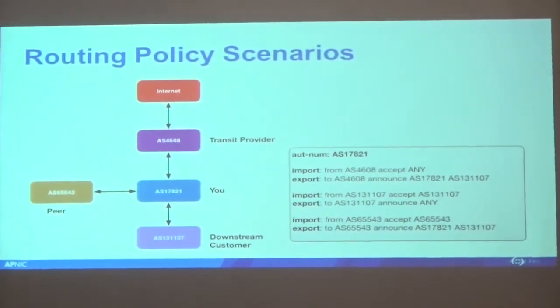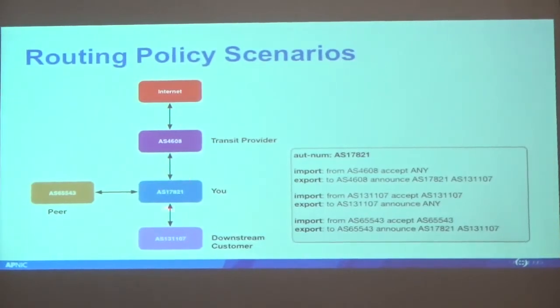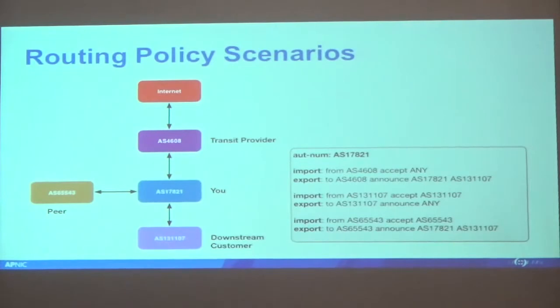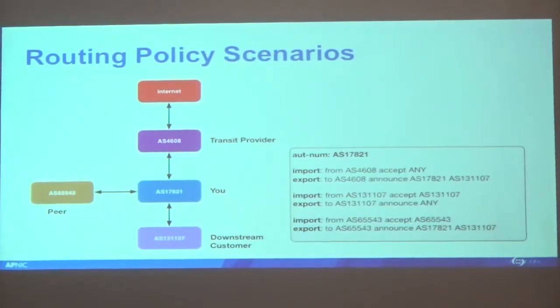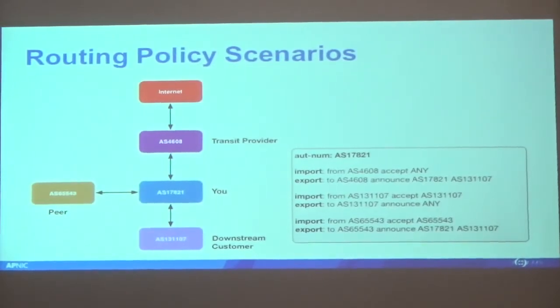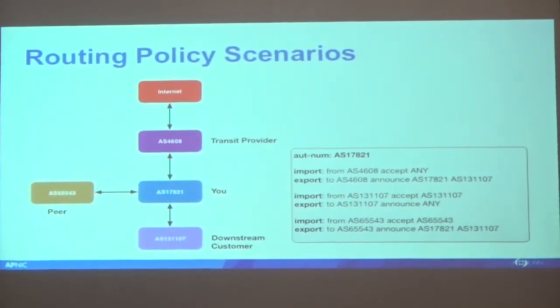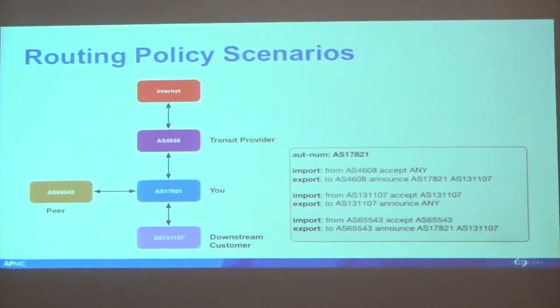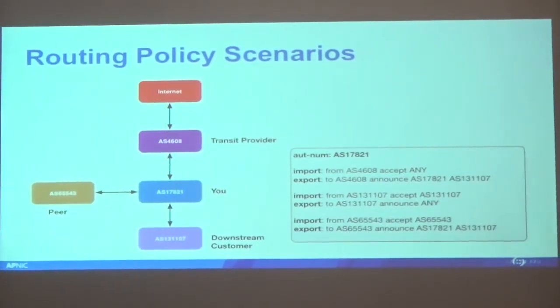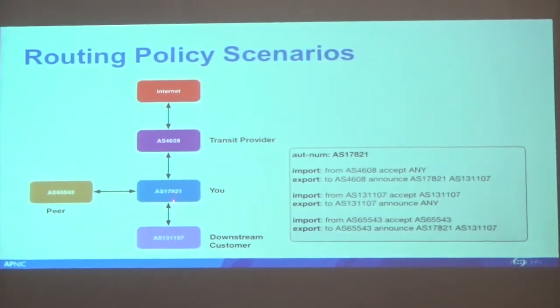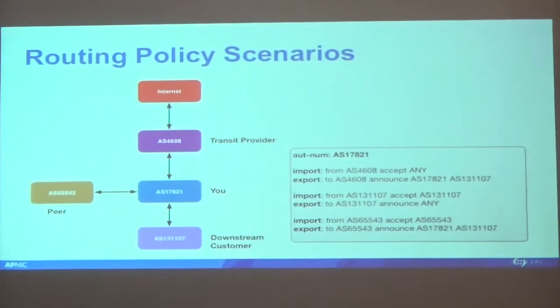What will be my import and export statements? Let's say, for example, the upstream, AS4608. What do I want to happen with my traffic here? I accept everything coming from my upstream, right? That's my only upstream. I accept everything, I get all traffic, and I only announce what? My prefix. And since I have a customer, I also need to forward that.